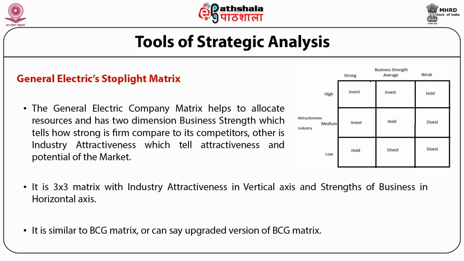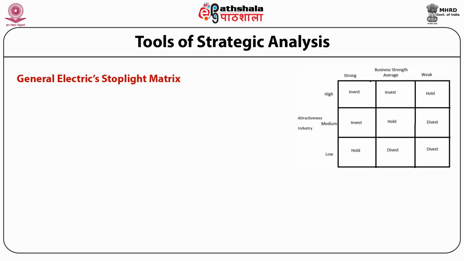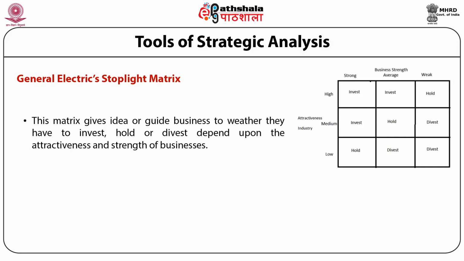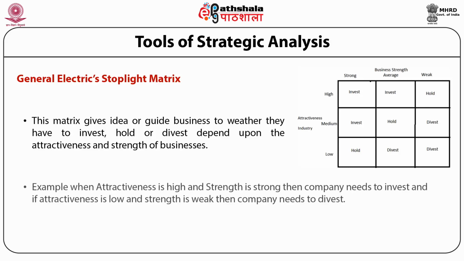It is similar to a BCG matrix, or we can also say it is an upgraded version of the BCG matrix. This matrix gives an idea or guides business on whether they have to invest, hold, or divest depending upon the attractiveness and strength of businesses. For example, when attractiveness is high and strength is strong, then the company needs to invest. And if attractiveness is low and strength is weak, then the company needs to divest.